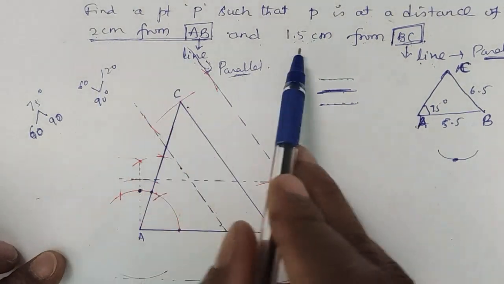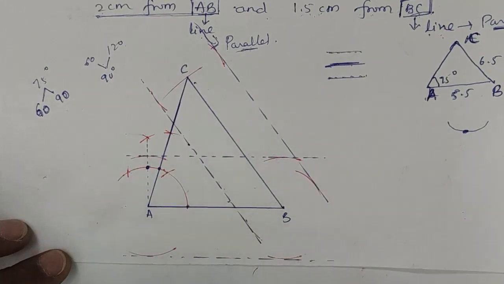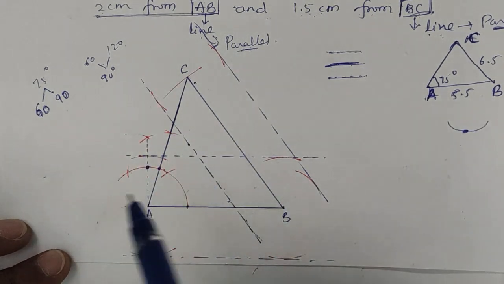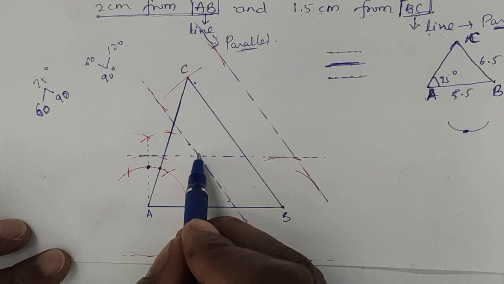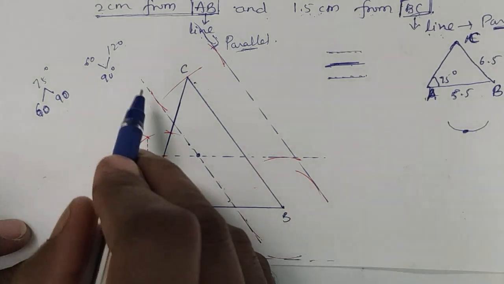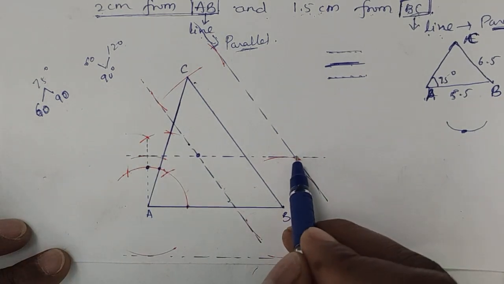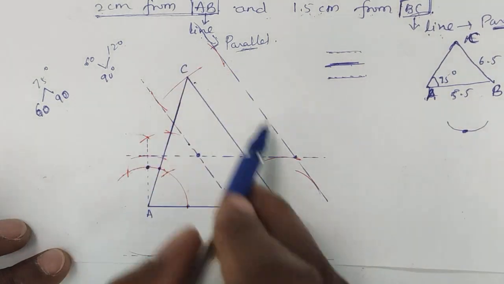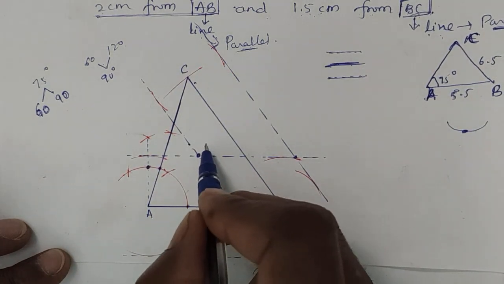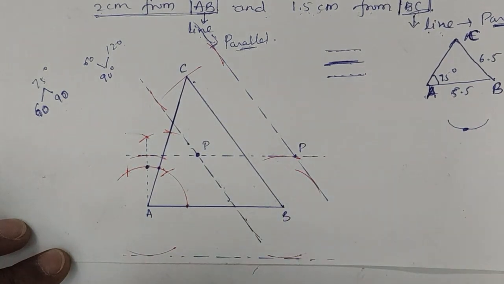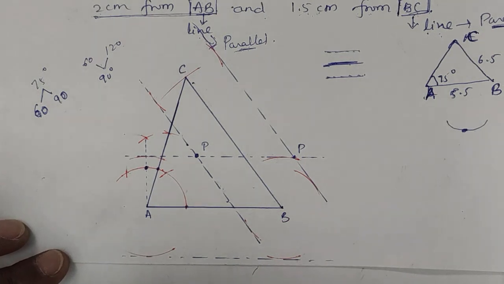Then that is the 2 centimeter parallel. Now the first two parallels are these two, and the next two parallels are these two. Look at where the parallels are meeting. This is the meeting of the horizontal and the other parallel. This is also another meeting of the horizontal. These two points are the P points. How to locate the P points?